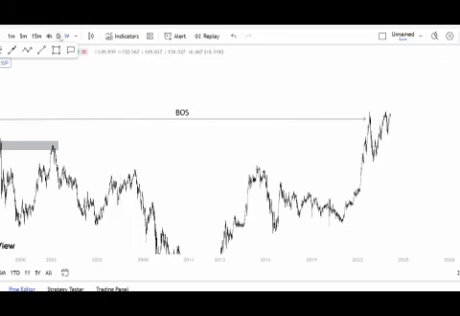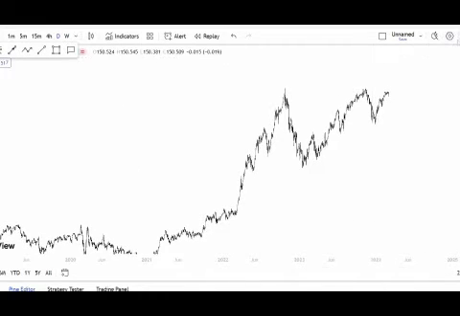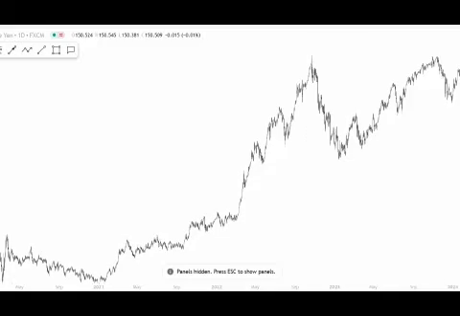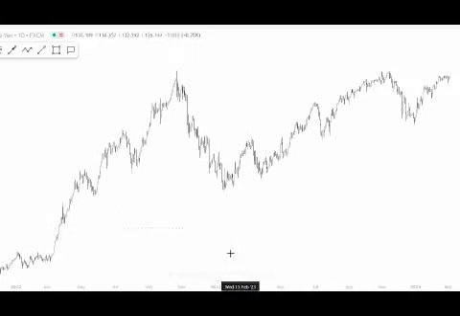So if we go down a notch to the daily time frame, we can begin to dissect inner levels of structure. So if we look at our most recent daily chart over here, what can we see?